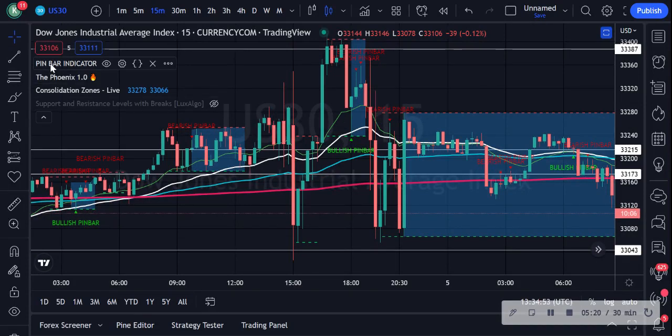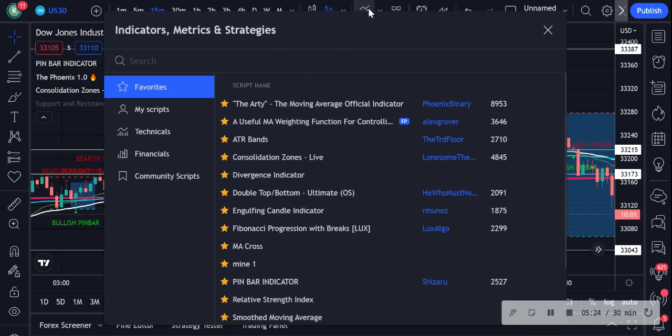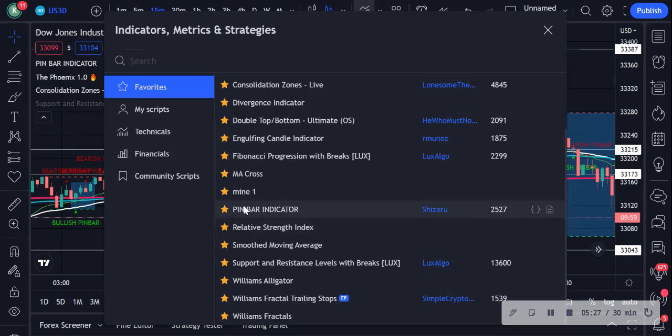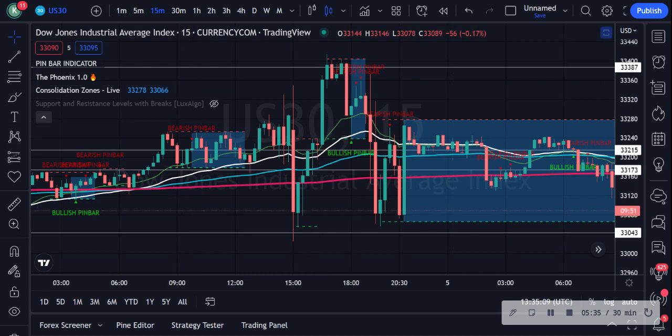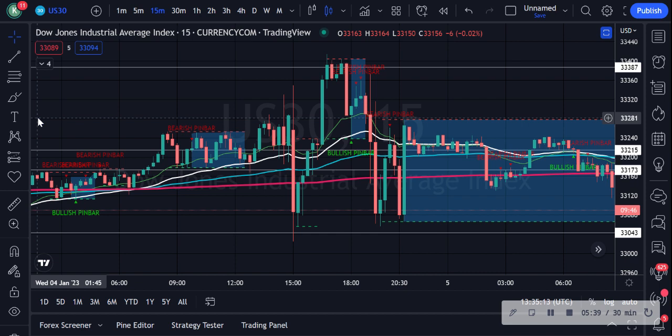It is the pin bar indicator. If you go to your indicator list, I have favorited it. It's this one by Shizaru. All right, so this is what I use. And like I said before, as a standalone indicator, I don't think it is the right indicator to give you signals to buy or sell, but it's a very, very powerful indicator when used correctly in combination with other trading strategies, and also making sure you've got other confluences, guys.